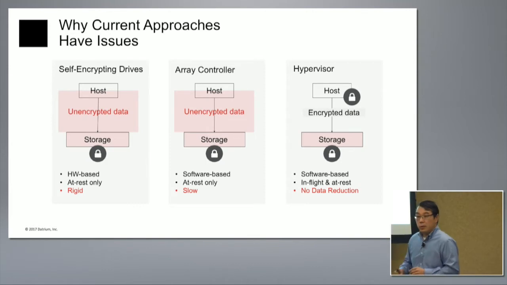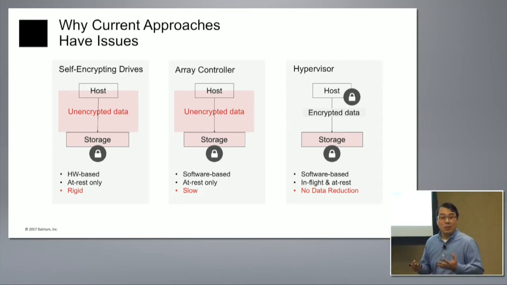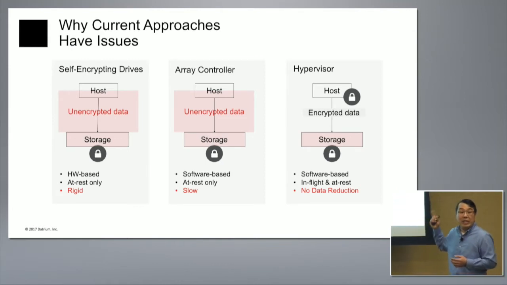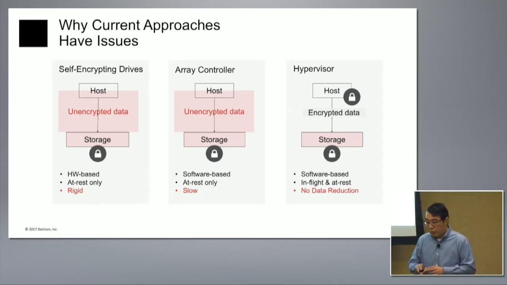The second approach is to use the array controller. There are CPUs in the storage array controller, so why not use them to perform data encryption? Now, the storage array controller is typically already the performance bottleneck, having to handle I/O processing for many hosts. Adding encryption to it just doesn't make it any better. It becomes an even bigger performance choke point. And this second approach also suffers from the problem that the data is not encrypted until it gets to the storage controller.